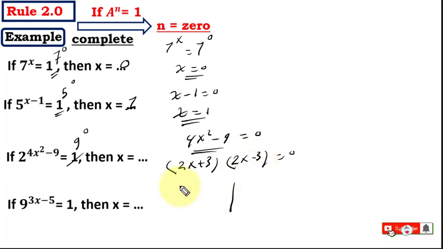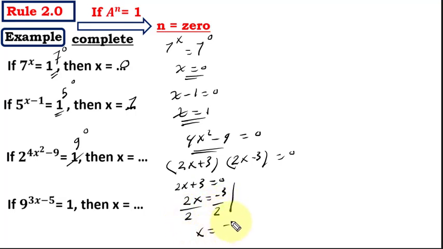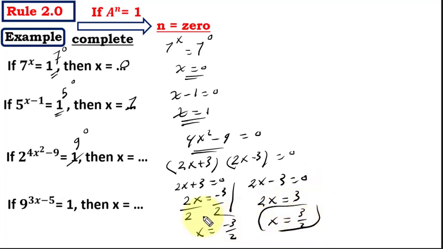We will get here that 2x plus 3 equals 0, then 2x equals negative 3. Dividing both sides by 2, we will get that x equals negative 3 over 2. By the same way, we have here 2x minus 3 equals 0, then 2x equals 3, then x equals 3 over 2. Now we have two values of x. The first one, negative 3 over 2, and second one is 3 over 2.